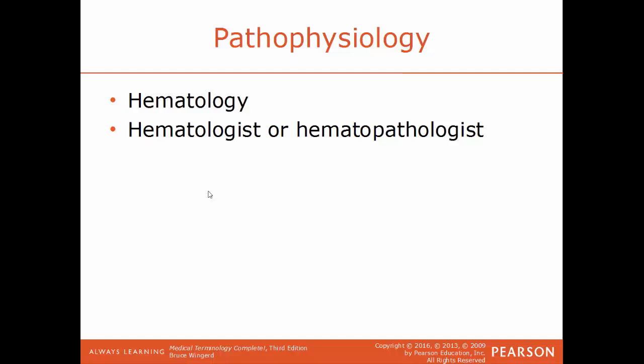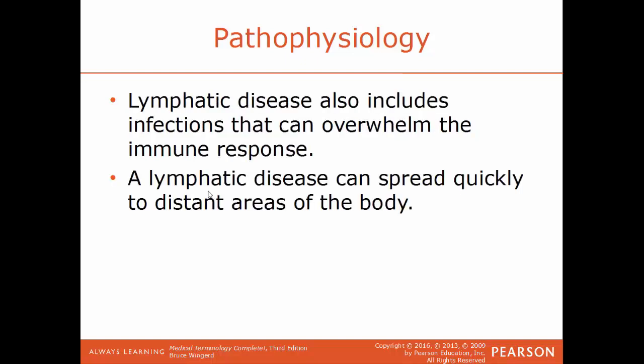Hematology, the study of the blood, and someone who studies in this field would be a hematologist, or can also be called a hematopathologist. We're talking about diseases of the blood. Lymphatic diseases include infections that can overwhelm the immune response. Now what's dangerous about lymphatic diseases, they can quickly spread throughout the entire body. So this is why when cancers spread to the lymph nodes or the lymphatic system, this is when it's very, very dangerous. So it's never a good sign when any kind of disease or any kind of cancer enters the lymphatic system.